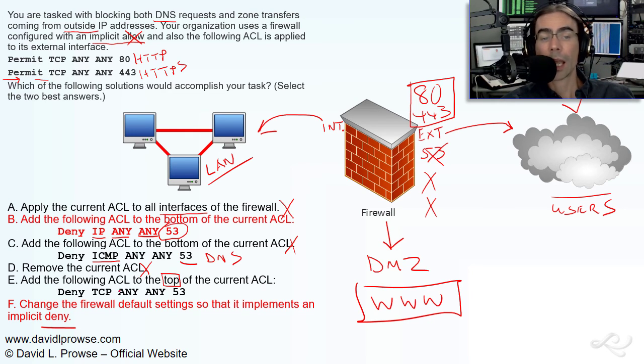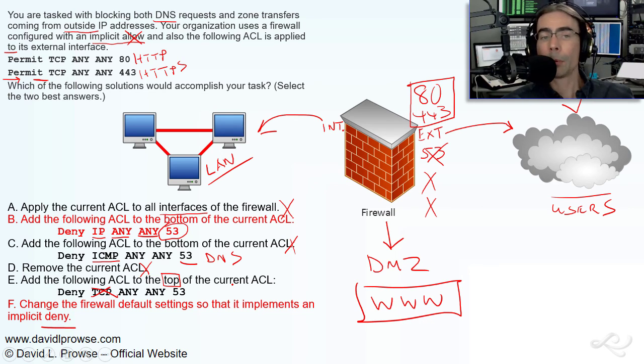And then E, add the following ACL to the top of the current ACL, as I mentioned. You probably use IP, not TCP, but even if you did, you wouldn't want this at the top because you might have some issues with that. You'd want to add that to the bottom. But the best way is going to be IP on port 53.